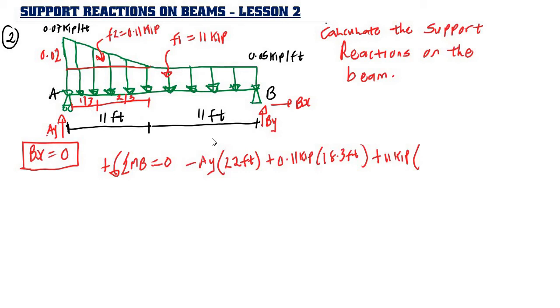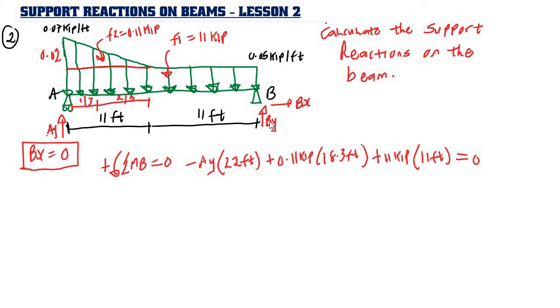So what is the distance? The distance is going to be 11 feet. So this is 11 feet from the force to the pin support. So this is multiplied by 11 feet. Because we don't have any additional force, this is equal to 0. So what we need to do, we just need to find AY.